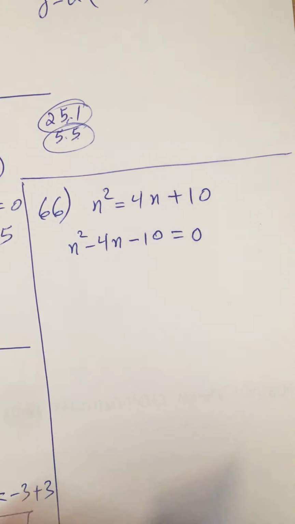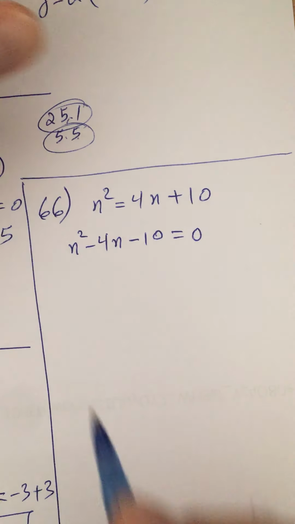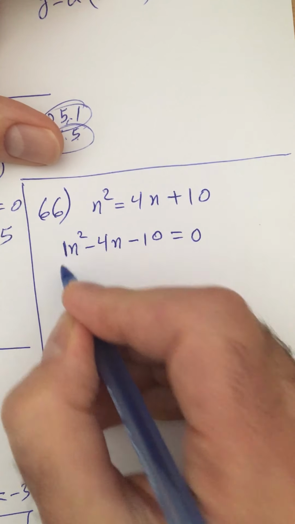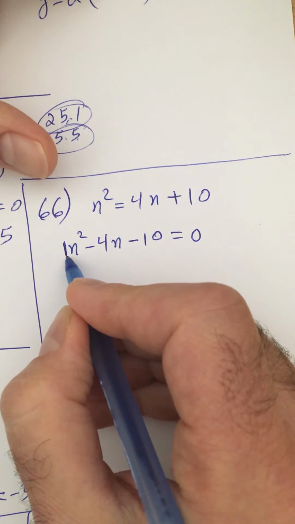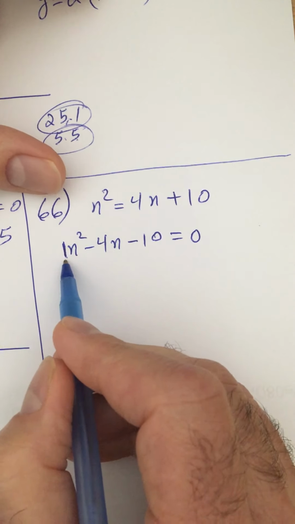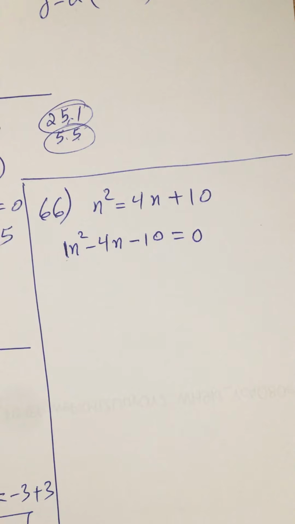So the first thing is leading coefficient must be a positive 1. Is the leading coefficient a positive 1? Yes, it is, because that's 1 already. If it wasn't a positive 1, then I would divide both sides of the equation by that number to make it into a positive 1. Okay, so we're done with step number 1.